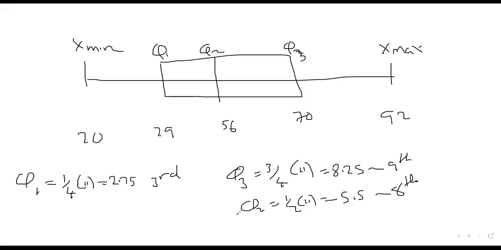Then how do you find the interquartile range? It is 70 minus 29. That's 41. That is 41. Okay.